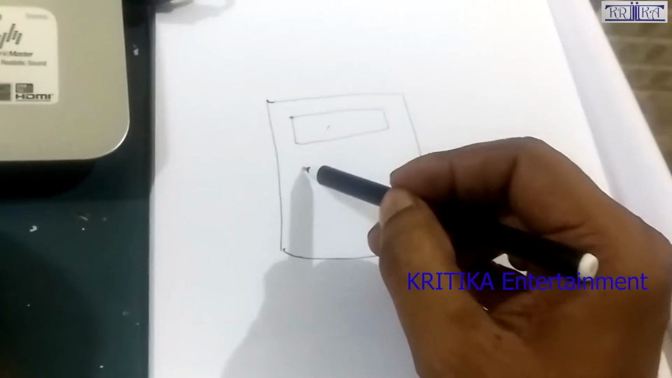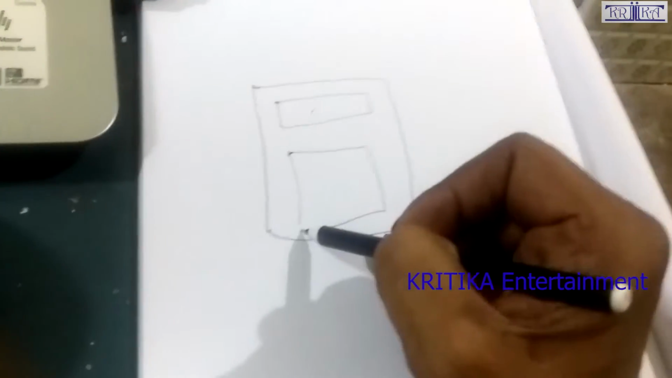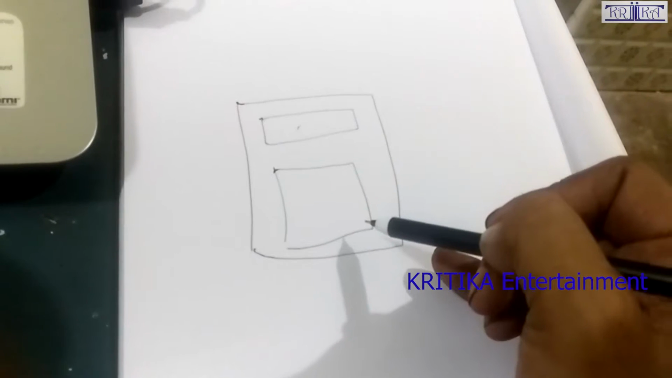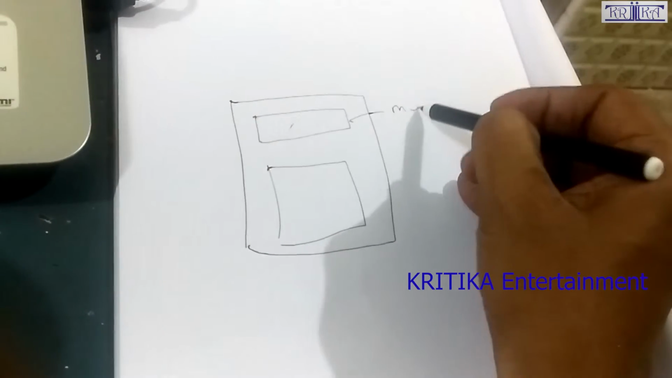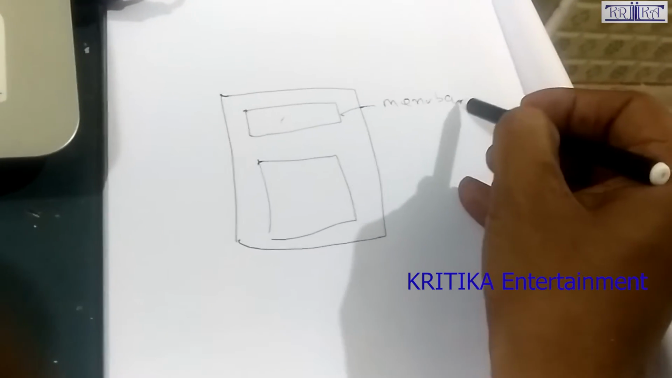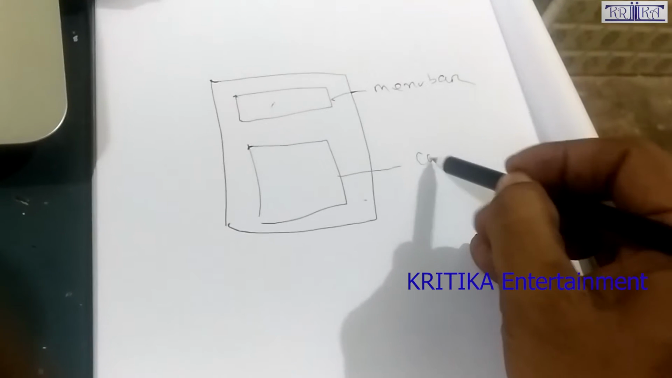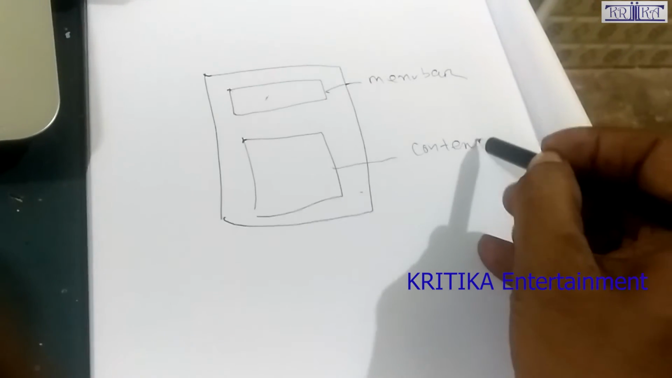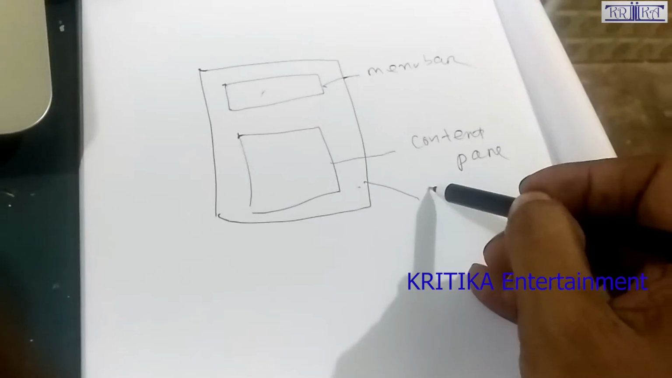This is called the menu bar, this is called your content pane. Okay, this one is called content pane, this is called menu bar, this is called content pane, and this is called layer pane.